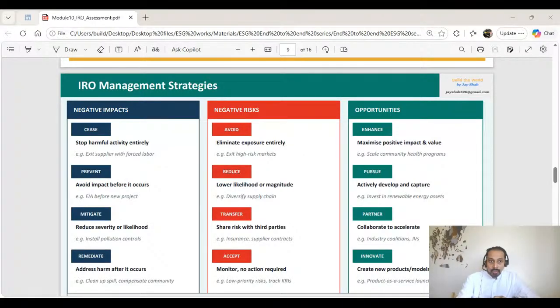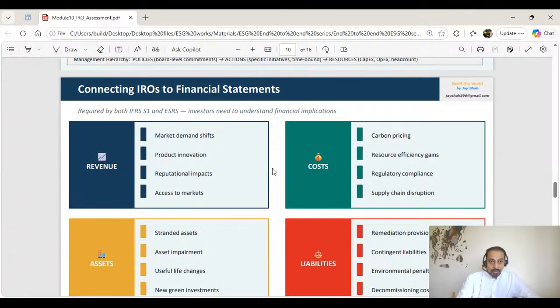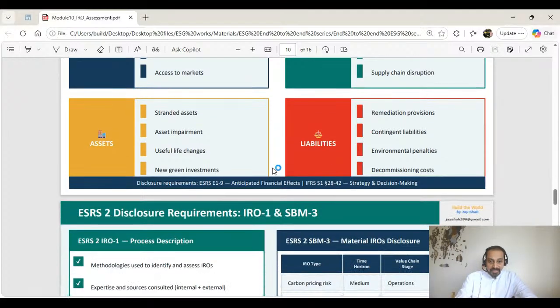Now we will move into a different slide, the IRO-to-financial-statement mapping in practice. The connections of IRO to the financial statement, as I mentioned, are revenue, cost, assets, and liabilities. Revenue can help you understand market demand, and similarly, cost can help you understand carbon pricing. That is required by both IFRS S1 and ESRS as well. So that is part of the overall financial statement.